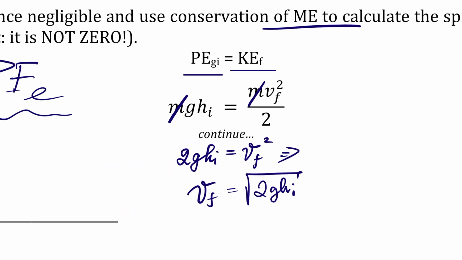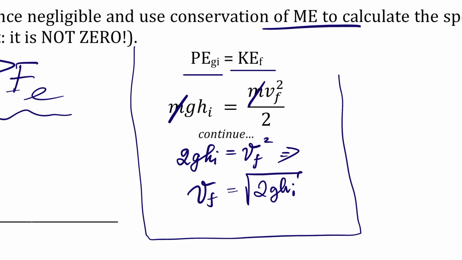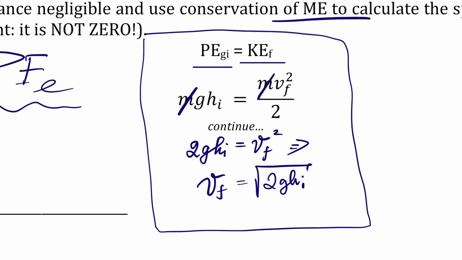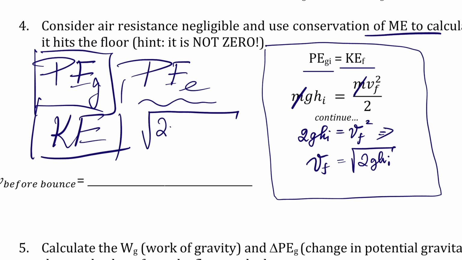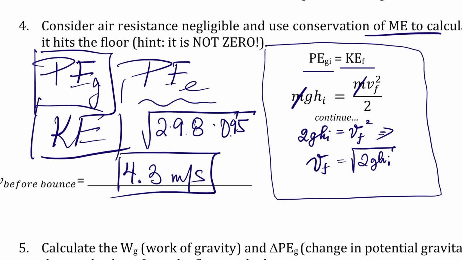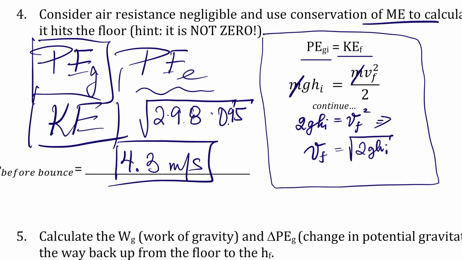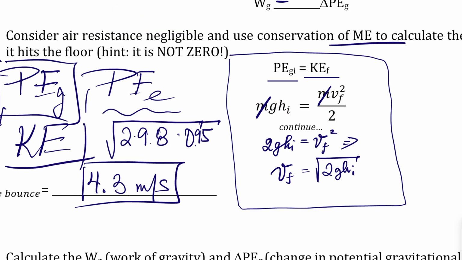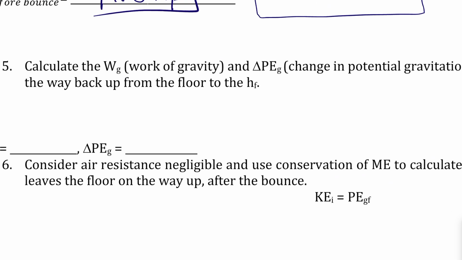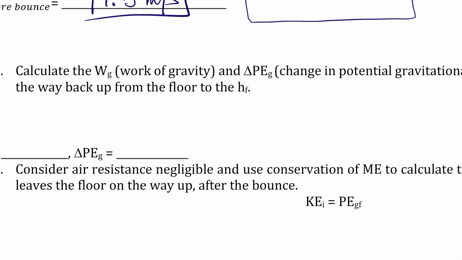Then make sure you're showing all of this on your lab report to get full credit. If you don't, well, you only have yourself to blame. 2 times 9.8 times 0.95, because I assigned my initial height to 95 centimeters. That gets me 4.3 meters per second. This is how fast the lacrosse ball is moving if I dropped it from 95 centimeters and disregard air drag.